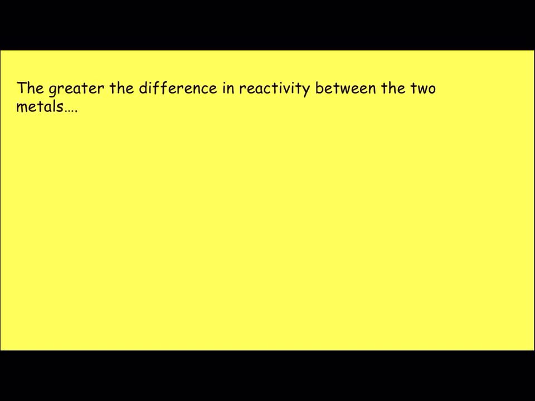Now we could obviously choose different combinations of metals, but the greater the difference in reactivity between the two metals, what's that going to create, do you think? If there's a bigger difference in reactivity, there's going to be a greater voltage. So the bigger the difference in reactivity of the two metals, the bigger the voltage that's going to be created.